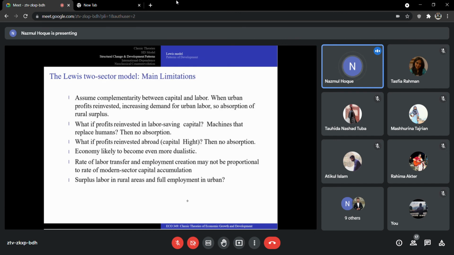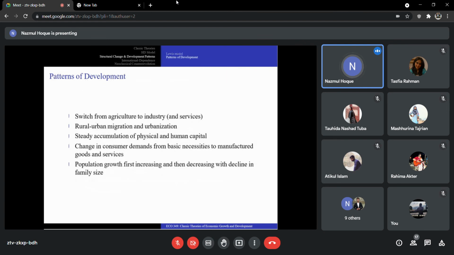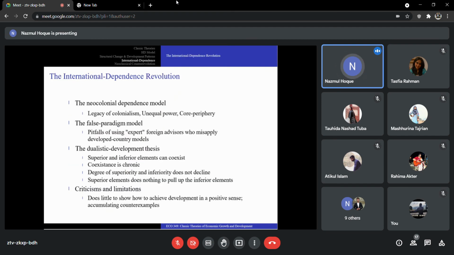so I'm going to skip this development patterns. I'm going to skip this one. This is not really a theory explaining the development process. This is kind of a description of how a development process or these patterns of development work, more like Rostow's stages of growth. It basically describes how economies move from an underdeveloped to a more developed situation.